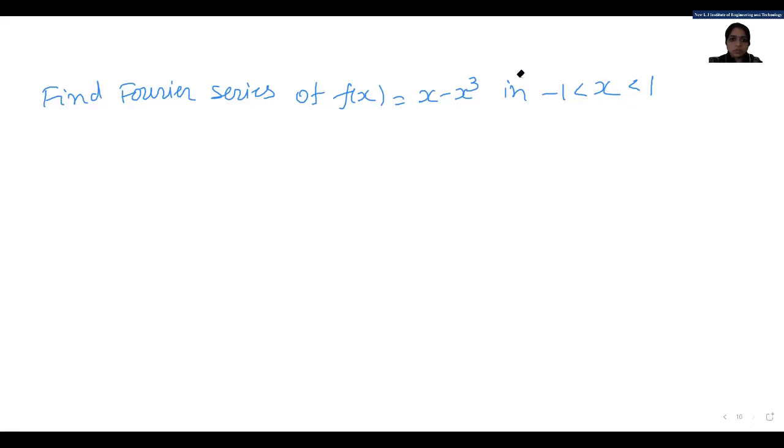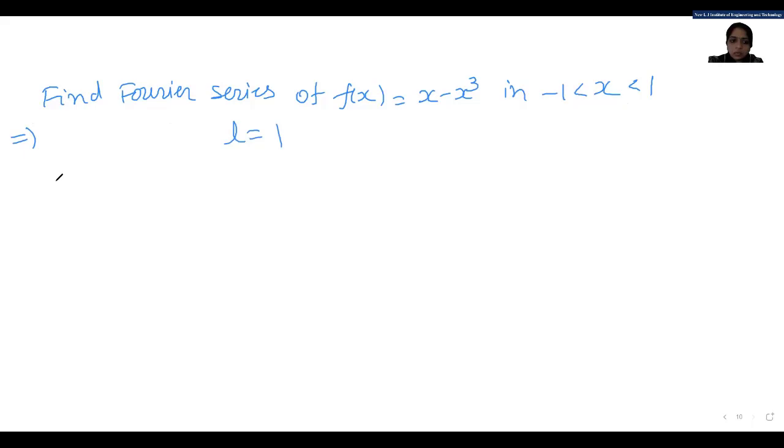Okay, so now I want answer from your side. First tell me what is the, see this is 1, right? Minus 1 to 1. So what is the value of L? What is the value of L? Yes, good. So we start with L is equal to 1.